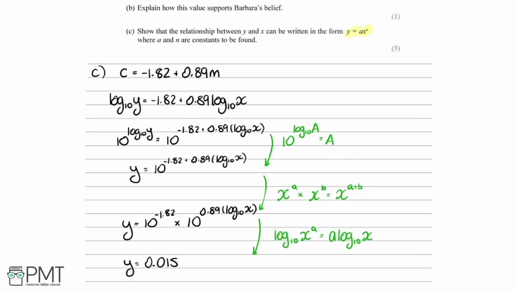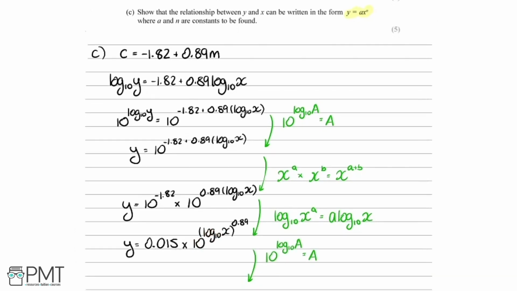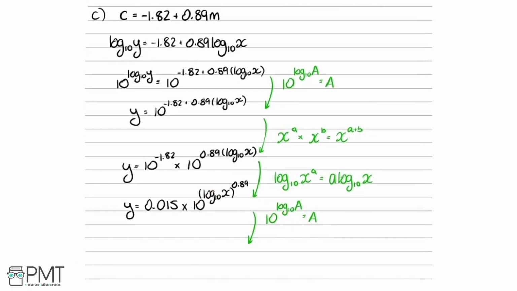0.015. Then I'm going to use log laws within the power up here. I'm going to bring this 0.89 up to be the power here, using this log law saying that we can bring the power down, or in reverse we can bring the power up. So doing that, I'm going to multiply by 10 to the power of log base 10 of x, all to the power of 0.89. Now what we've got is the situation we had earlier, where we've got 10 to the power of log base 10. So using the same rule, we can say y equals 0.015 multiplied by x to the power of 0.89.